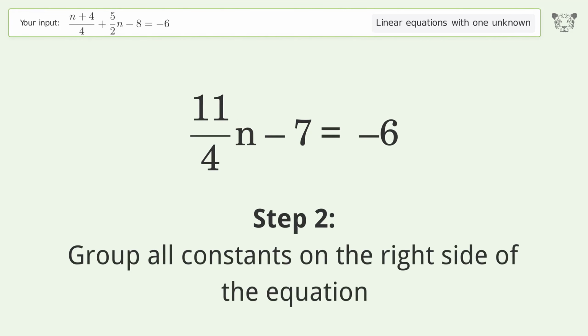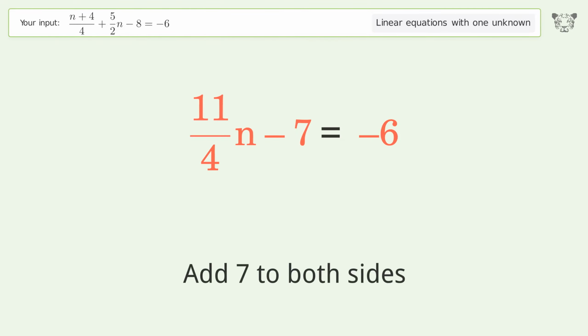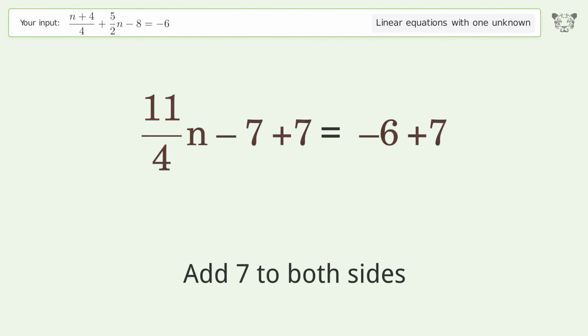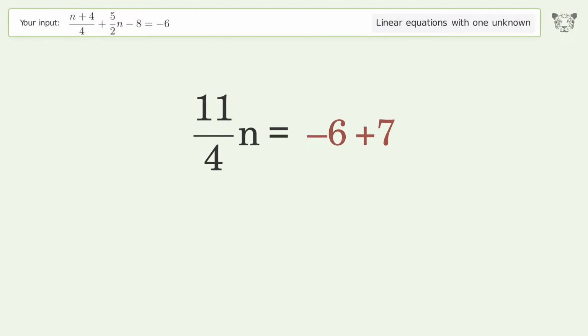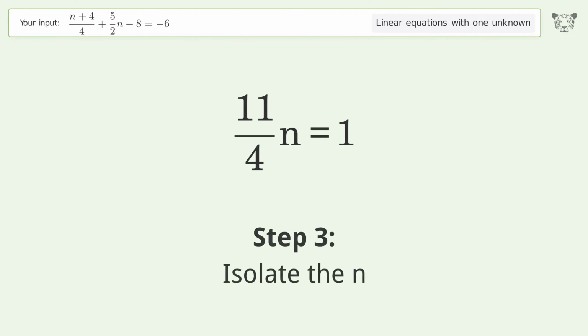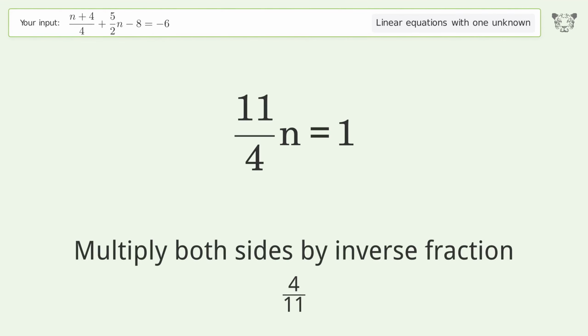Group all constants on the right side of the equation. Add 7 to both sides. Simplify the arithmetic. Isolate the n. Multiply both sides by inverse fraction 4/11.